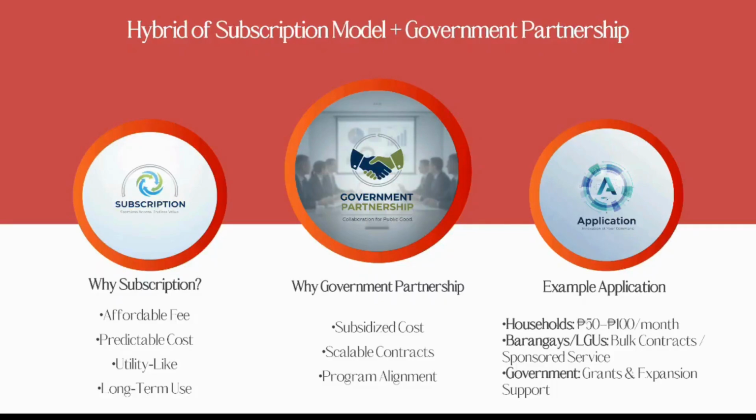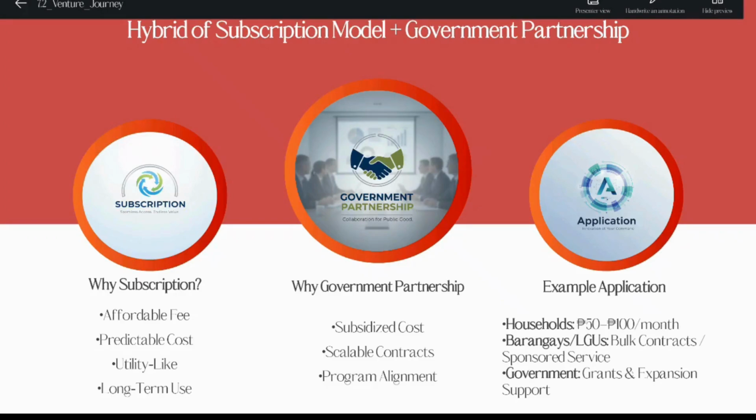Hybrid of subscription model plus government partnership. Our venture plans to use a hybrid revenue model combining the subscription model and government partnership. So why subscription? Affordable fee, predictable cost, utility-like, long-term use. We choose the subscription model because it offers a predictable and affordable payment system for users, just like Netflix or Spotify. You pay monthly and enjoy continuous service.